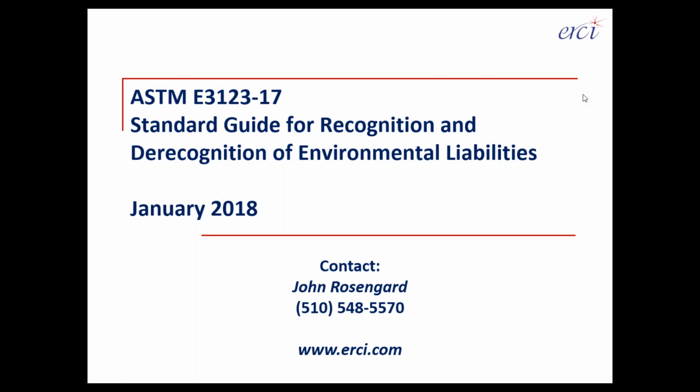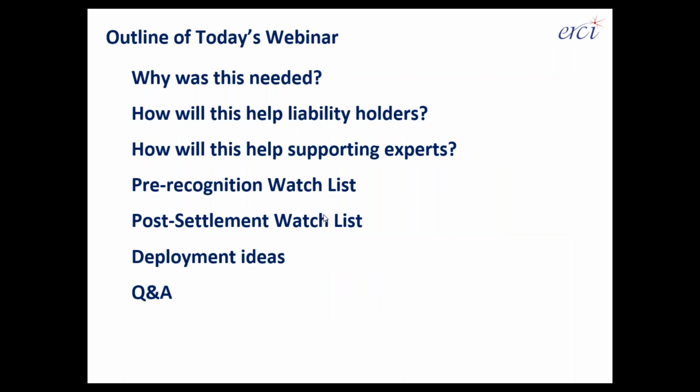Our webinar topic today is ASTM E3123-17, which is the brand new standard guide for recognition and derecognition of environmental liabilities. This document was published by ASTM International just last year after a year-long effort. I was proud to be the initiator of this effort and the chair of the task group that built the standard from January to August of last year. We completed the balloting and the publication process just in the last 30 days.